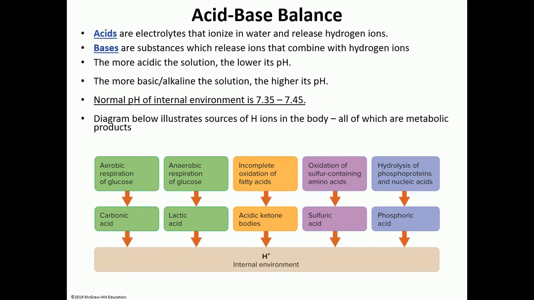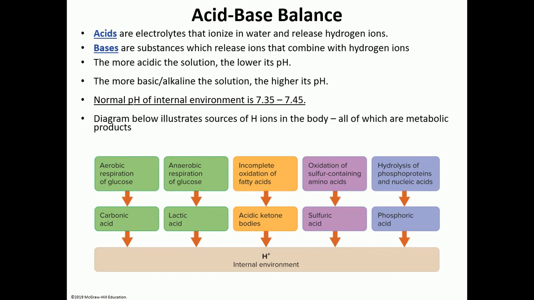Now for the acid-base balance. So an acid by definition is anything that, when you dissolve it in water, will give you hydrogen ions, while a base is a substance that, when you dissolve it in water, will give you an ion, which is an OH or hydroxyl group, that can combine with the hydrogen ion to make a water molecule. And the more acidic the solution is, the lower its pH. So pH is a scale that ranges from 0 to 14.